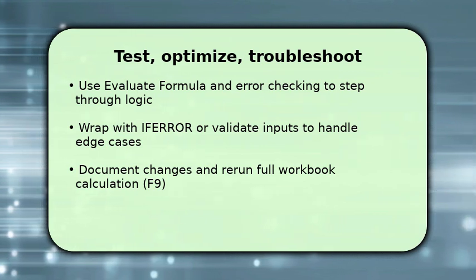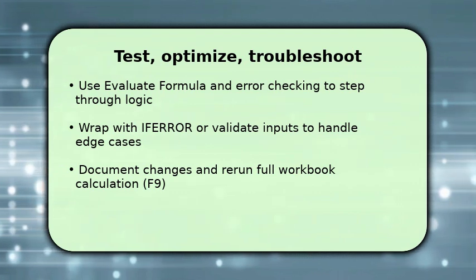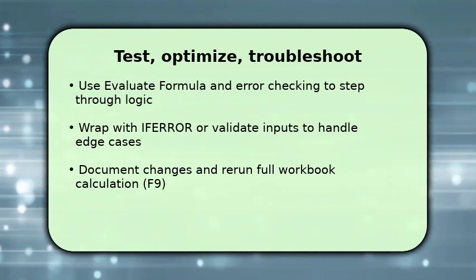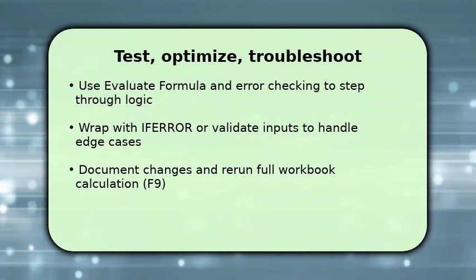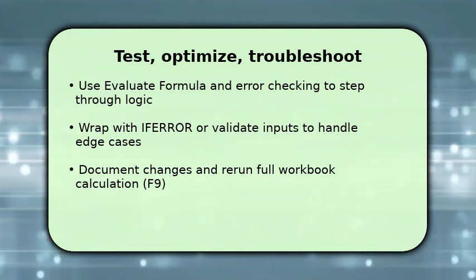Once stable, recalc the workbook with F9 and scan dependent sheets for ripple effects. If something still fails, check for hidden sheets, circular references, or volatile functions. That single troubleshooting tip often uncovers persistent issues.